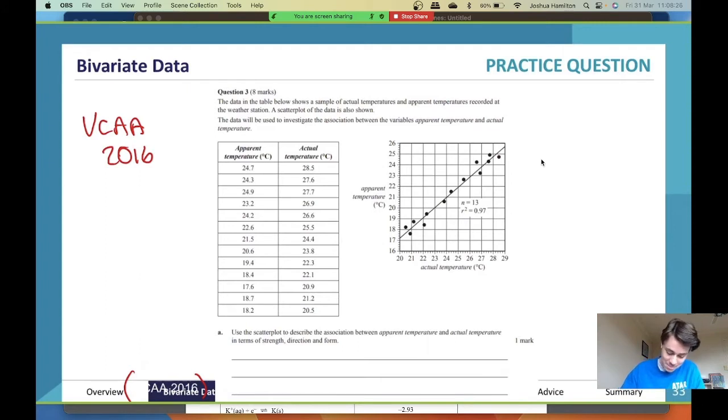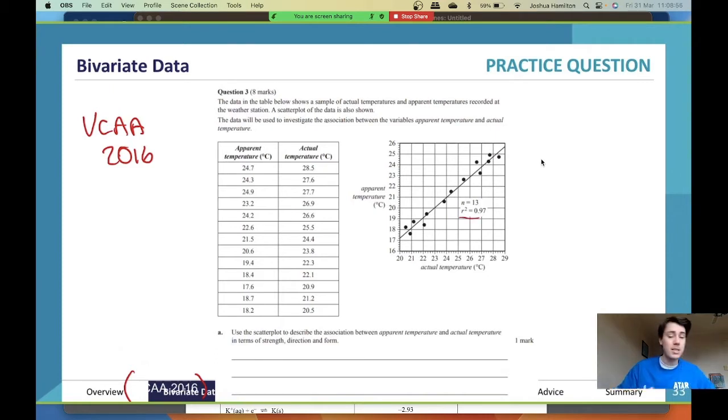That's VCAA 2016. We've got question 3, which is: the data in the table below shows a sample of actual temperatures and the apparent temperatures recorded at a weather station. A scatter plot of the data is shown. So we've got actual temperature and apparent temperature. You'd say apparent temperature is how you feel, and actual temperature is what the actual temperature is. Using the scatter plot, describe the association between apparent and actual temperature in terms of strength, direction, and form. So I have an R squared value of 0.97.